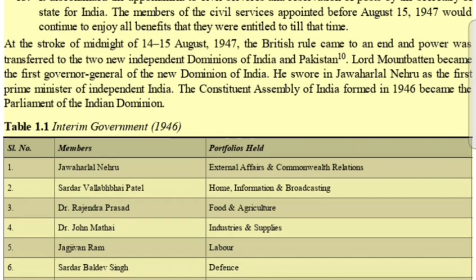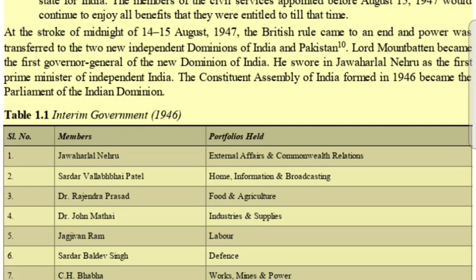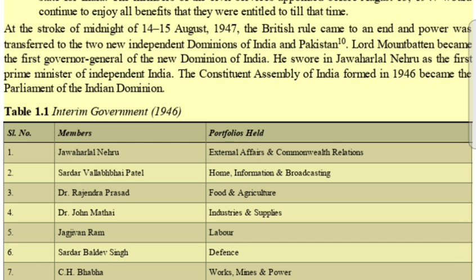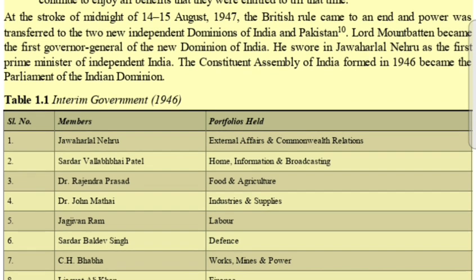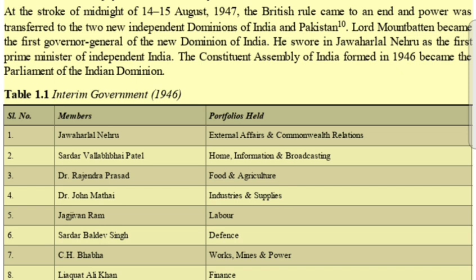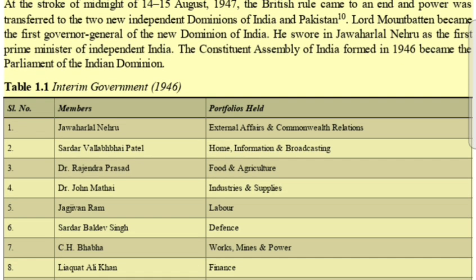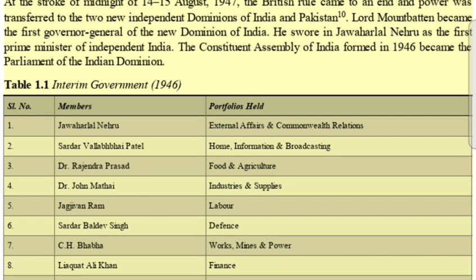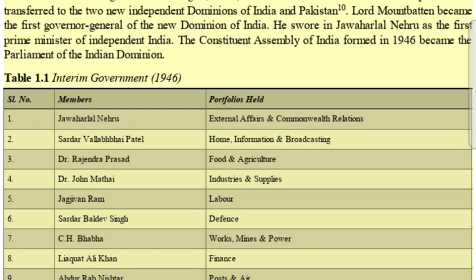At the stroke of midnight of the 14th to the 15th of August 1947, the British rule came to an end and power was transferred to the two new independent dominions of India and Pakistan. Lord Mountbatten became the first Governor-General of the new Dominion of India. He swore in Jawaharlal Nehru as the first Prime Minister of independent India. The Constituent Assembly of India formed in 1946 became the Parliament of the Indian Dominion.